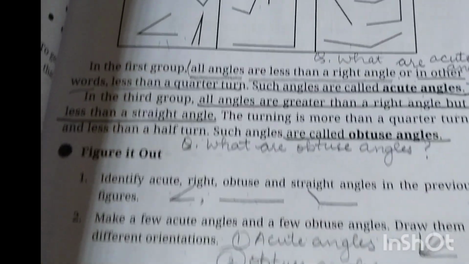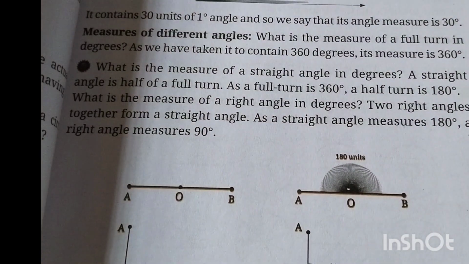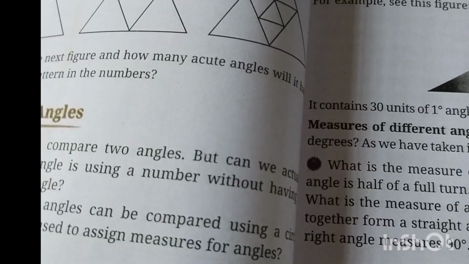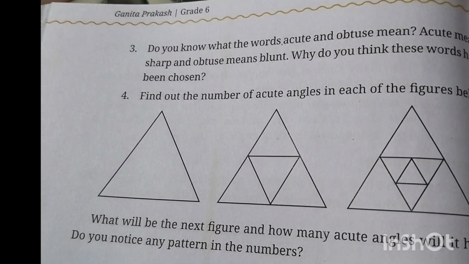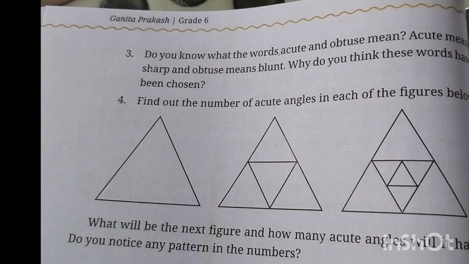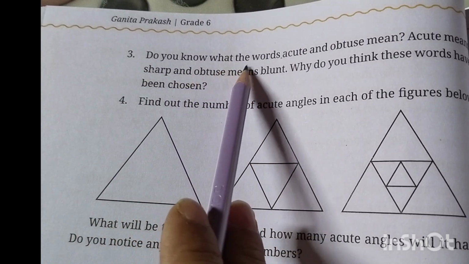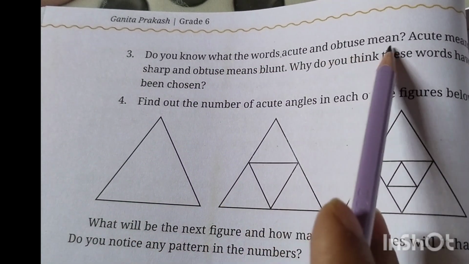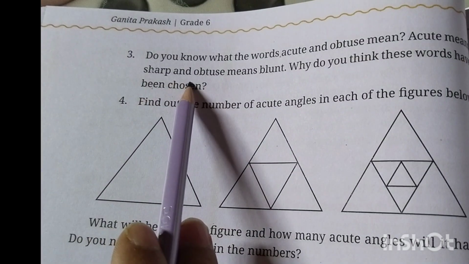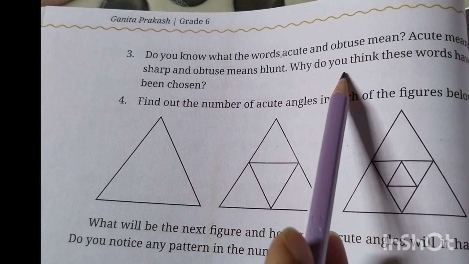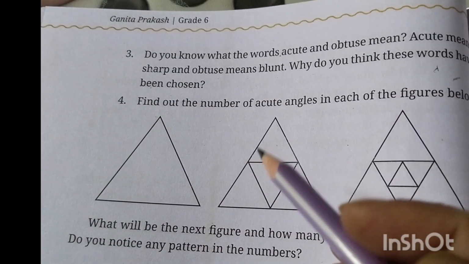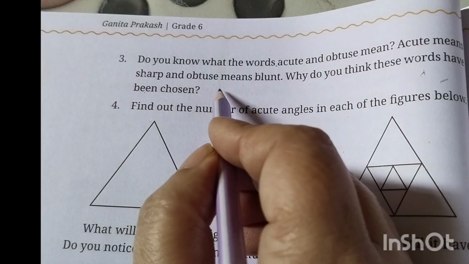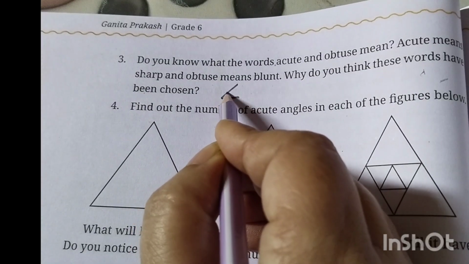Now the next question of your Ganita Prakash. Question number 3. Look at this question. Do you know what the words acute and obtuse mean? Acute means sharp and obtuse means blunt. Why do you think these words have been chosen? My dear student, acute angles are sharp angles.